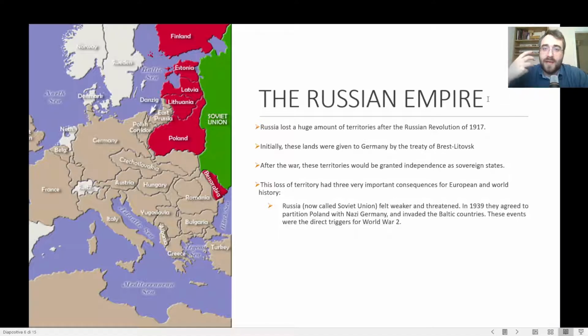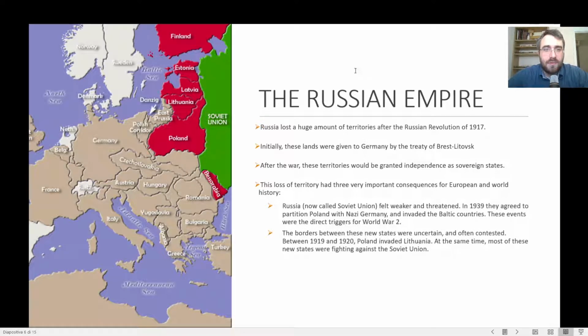What does it mean? When a country feels weak and threatened, it desperately looks for allies, for people who promise not to attack it. And it found one in Germany, of all countries. In 1939, so 20 years after the fact, and at the very beginning of World War II, actually, Germany and the Soviet Union agreed to split Poland between them and invade the Baltic countries. These events were the direct triggers for World War II.